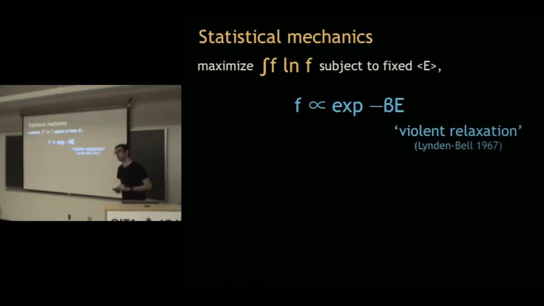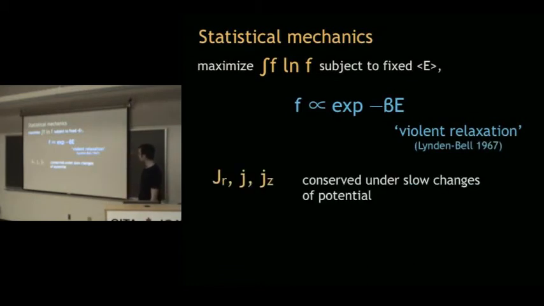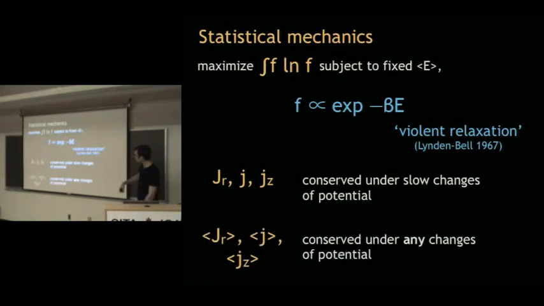Now, the problem with that, I guess the simplest problem, is it just doesn't give you the right answer. It doesn't tell you what you actually get from the numerical simulations when you do this experiment numerically. However, if we go back to some of the ideas earlier, I was saying that these actions are known to be conserved when the potential changes slowly. But what we have now is that on average, if you average over the whole population, then any changes of potential conserve these things on average, or if you like, on the sum over the whole population. And so as a result, you can argue that instead of just maximizing the entropy subject to fixed energy, you should also be fixing these things.